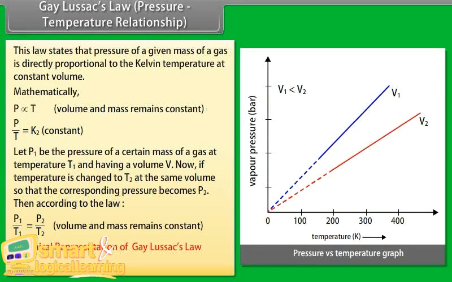Graphical representation of Gay-Lussac's law. Each line of this graph is called an isochore.